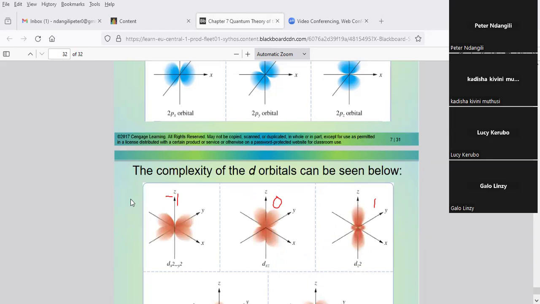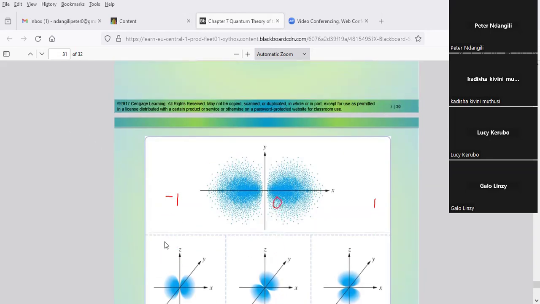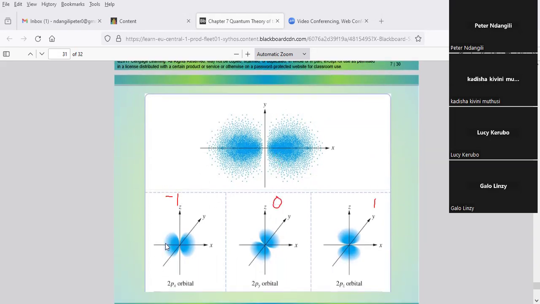Then... Excuse me, sir. Yes, sorry, I think there are many questions. Yes? Kadisha, you can go first. Could you pardon the directionality?